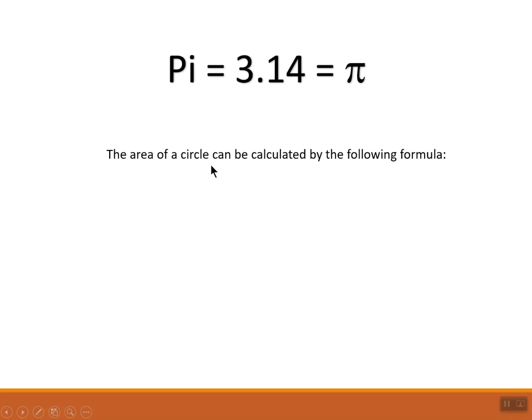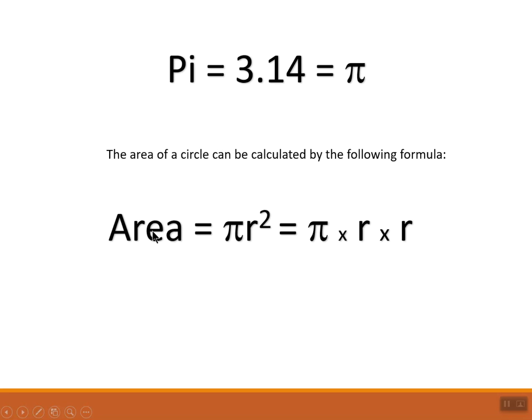The area of a circle can be calculated using this formula. The area is equal to pi r squared. R squared in this case is simply r times r. So it's pi times r times r. And again, r is the radius of a circle.